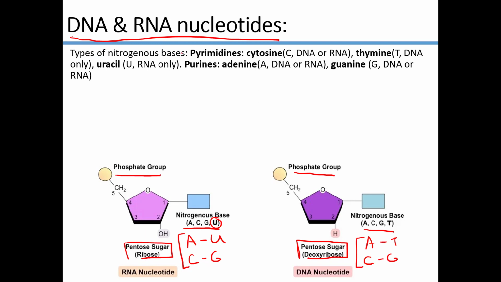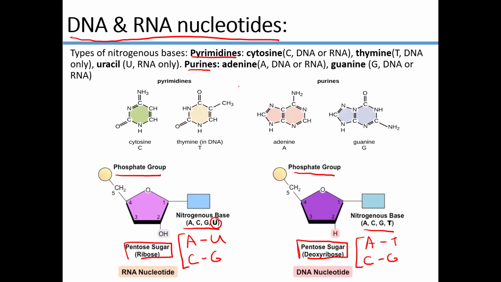So again, you can see the types of bases here. We do have pyrimidines, which are going to be cytosine and thymine, and then uracil, and then purines are going to be adenine and guanine. So the major difference between purines and pyrimidines is going to be these shapes. Pyrimidines, you can see it's just going to be one ring right here, versus purines are going to be 1, 2, and 1 and 2. Okay, so that kind of summarizes our DNA and RNA nucleotides.